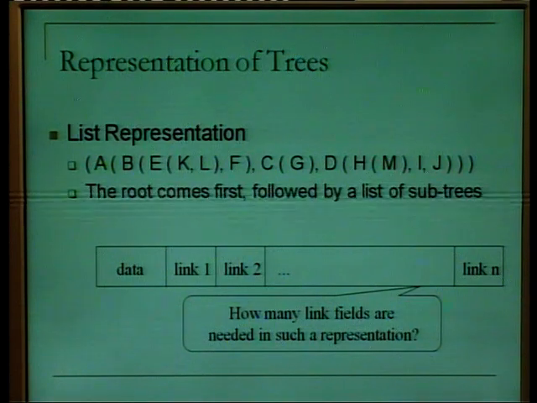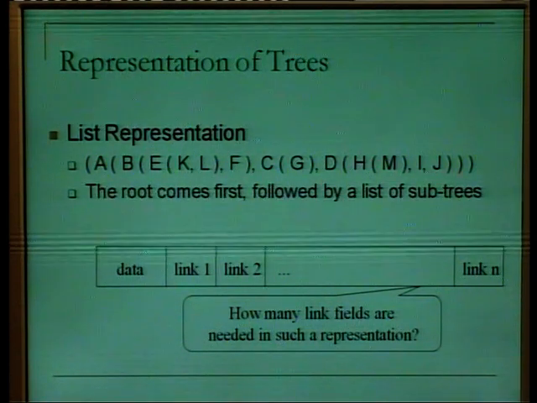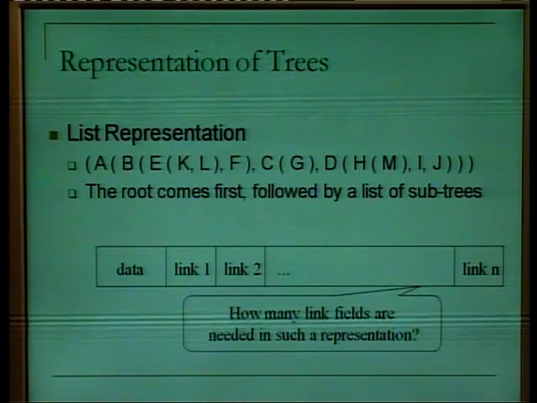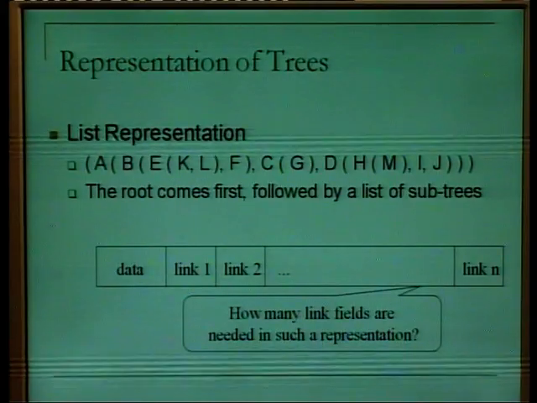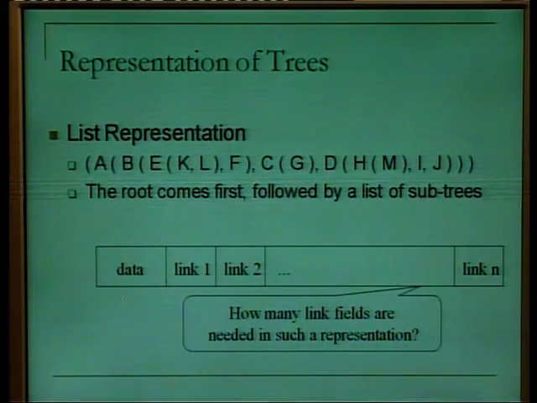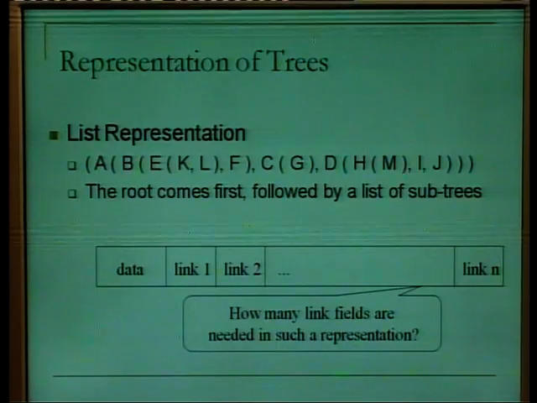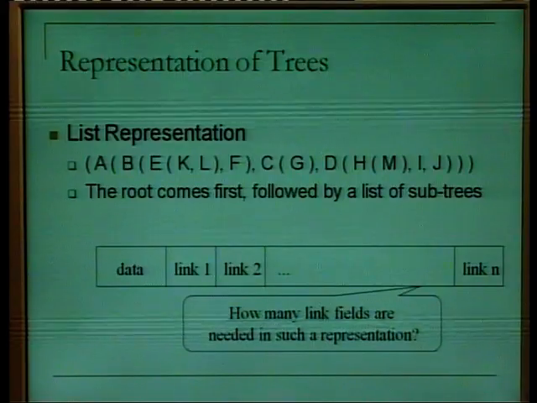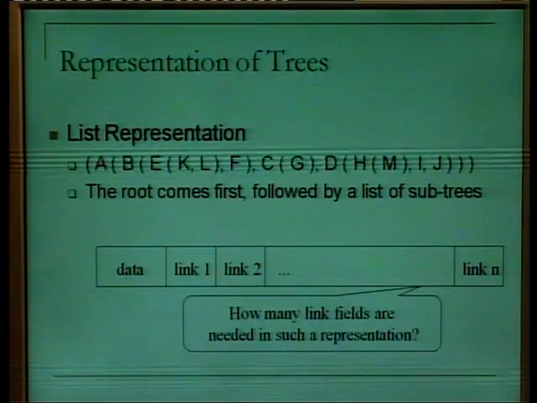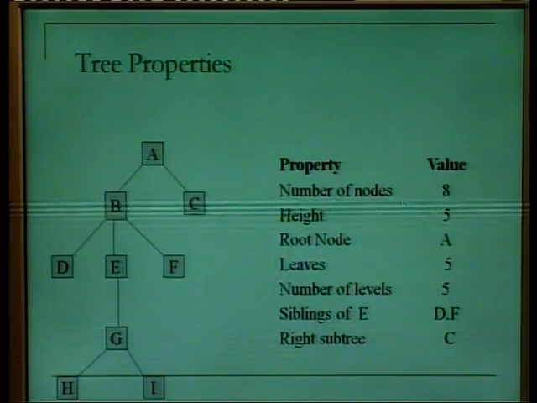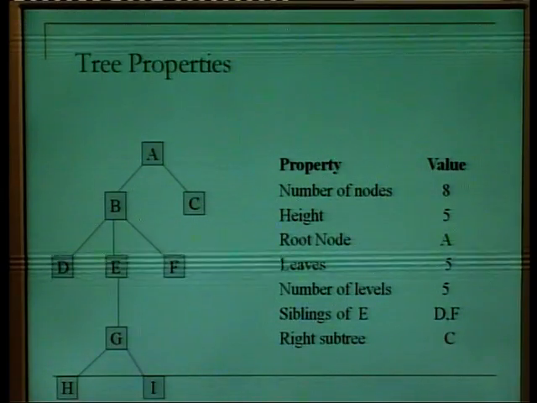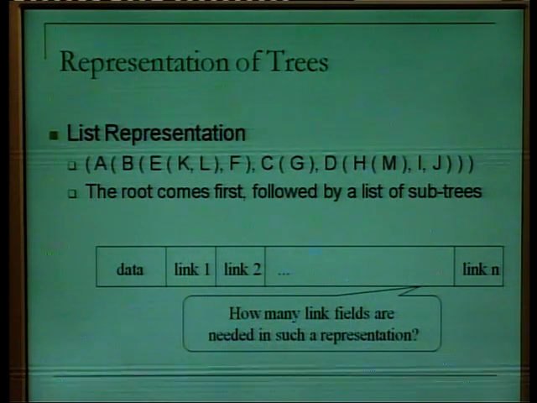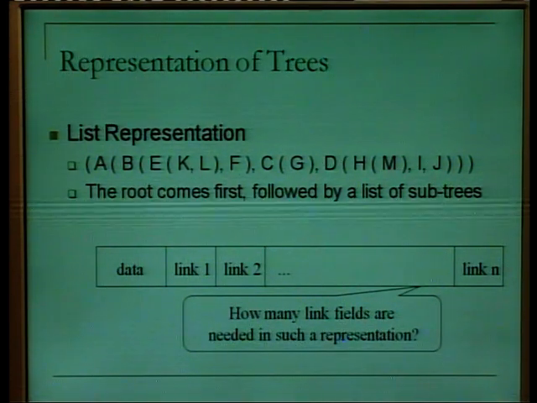Now we will discuss the representation of trees, how trees are represented in memory. Trees can be represented as a sequential list, or it may be represented as a linked list. Like the root comes first, followed by the list of subtrees. In the previous example, as A was the root and B was the left subtree, and then again E, D and F. In this manner, in every subtree we will take root first, followed by the list of subtrees.